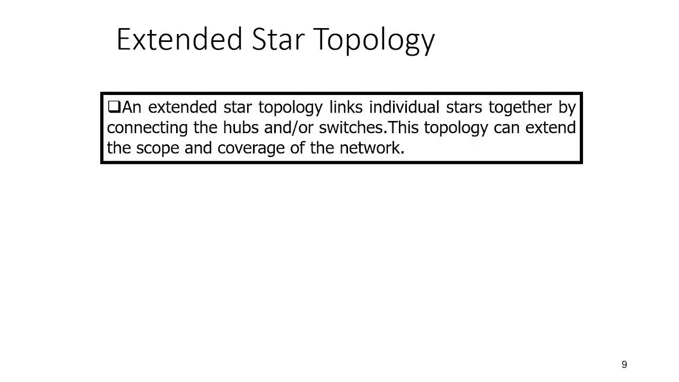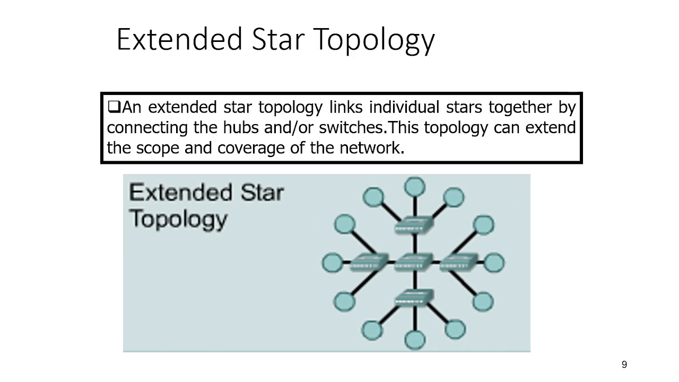The extended star topology is next, the tree topology. The tree topology is a hierarchical topology that combines bus topology and star topology. In this structure, devices are arranged in levels like the branches of a tree, and a central backbone connects multiple star networks.